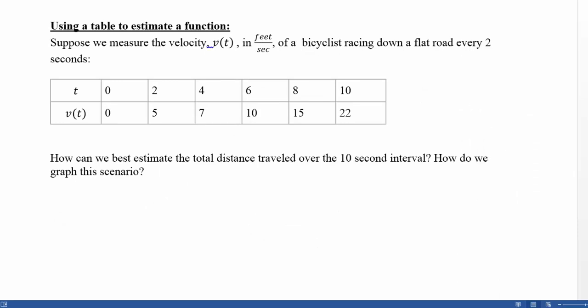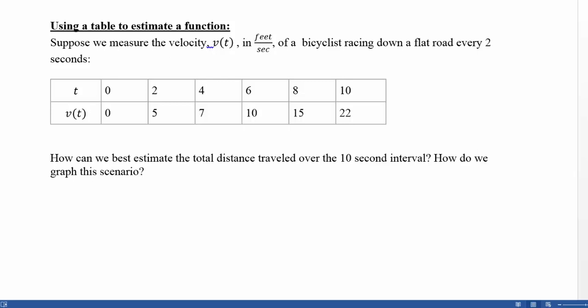Using a table to estimate a function. Suppose we measure the velocity, v of t, in feet per second, of a bicyclist racing down a flat road every 2 seconds. How can we best estimate the total distance traveled over the 10-second interval? And how do we graph this scenario? So first we're going to talk about how we estimate it. Then we'll take a look at the picture of what we did.